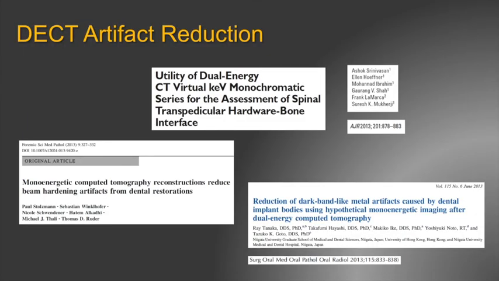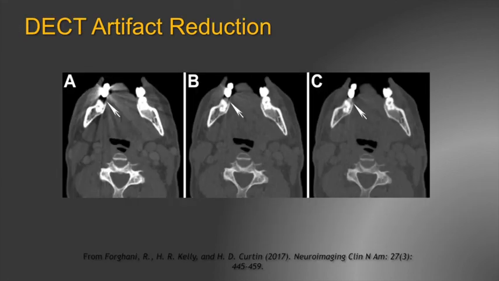Now, I would like to conclude the talk by discussing a few other applications of DECT. There are a number of studies demonstrating the utility of DECT for artifact reduction both in and outside the head and neck. In this example, note the left is 65 kV VMI. There is reduced dental artifact on the 95 kV VMI shown in panel B and the 140 kV VMI shown in panel C.